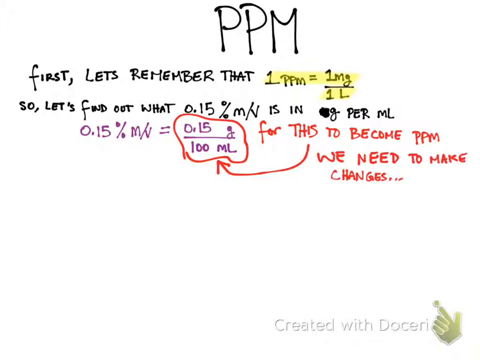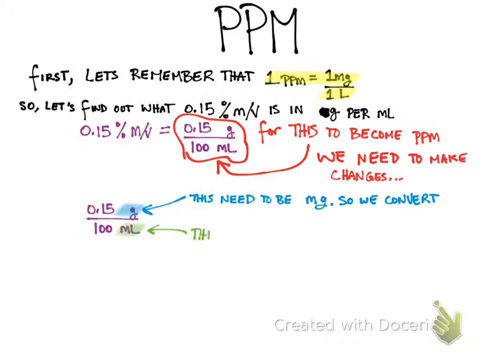For this to become a parts per million, we need to make a few changes. What changes? Here they are. First of all, the grams needs to be milligrams, so we have to convert that, and the milliliters has to be liters, so we have to convert that. So we're making 2 changes. We're converting the grams to milligrams, and we're changing the milliliters to liters. So first let's start by changing milliliters into liters.